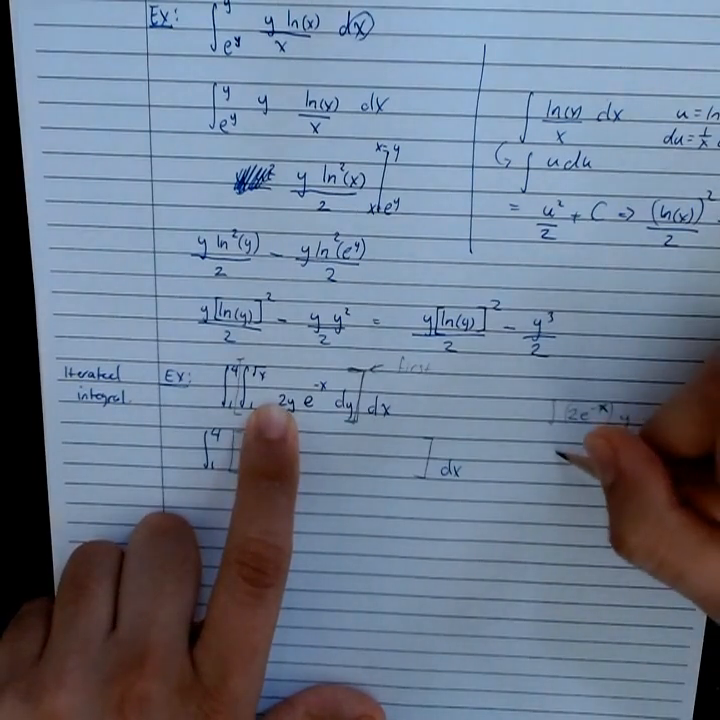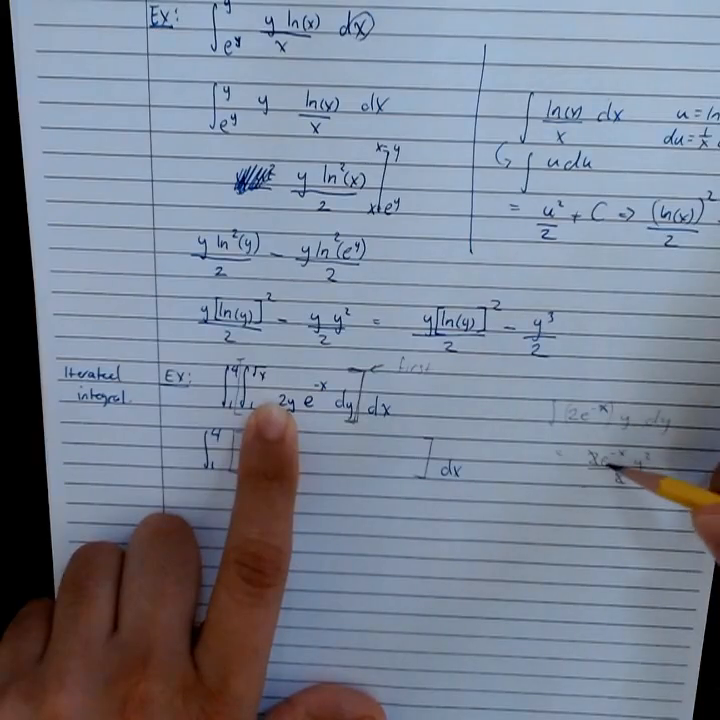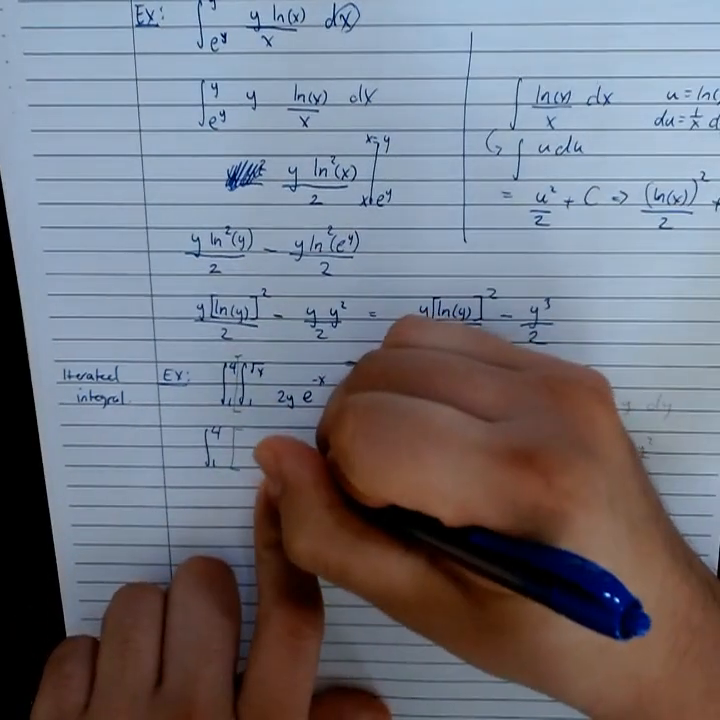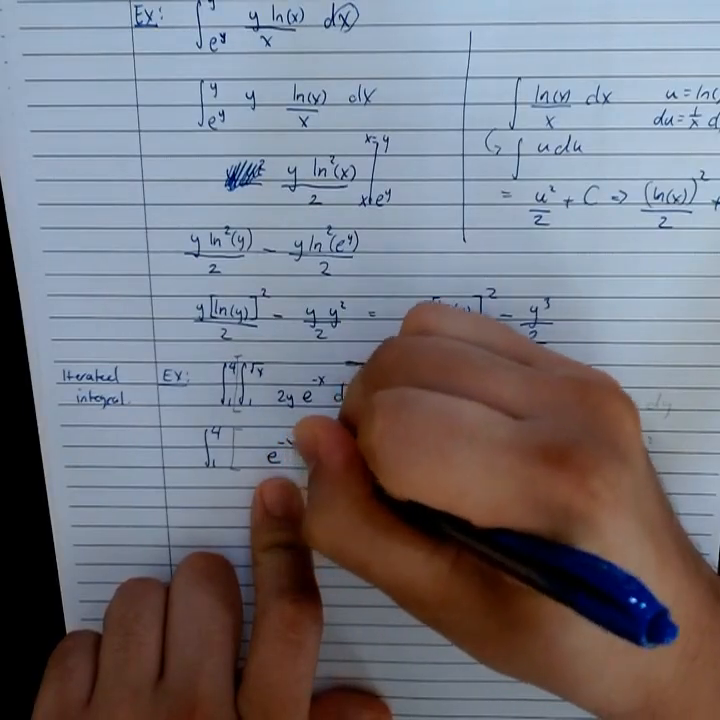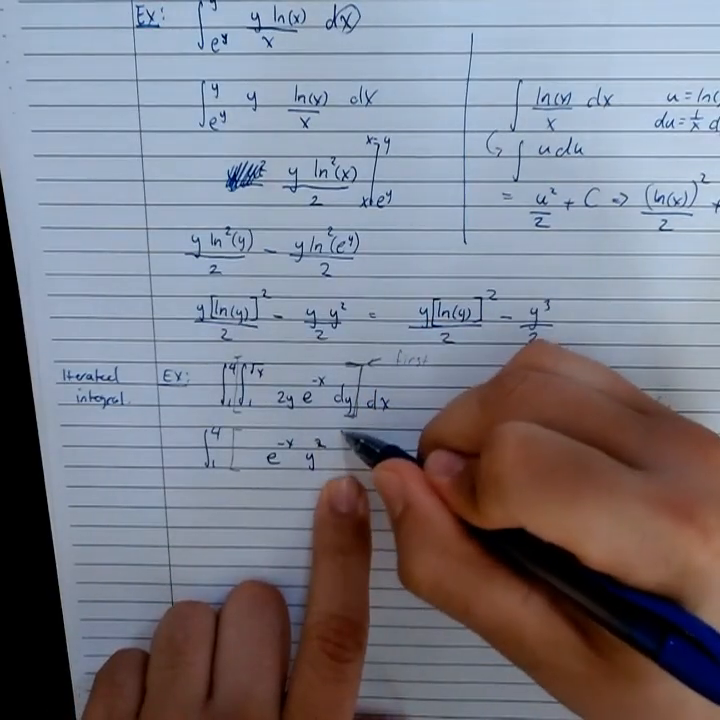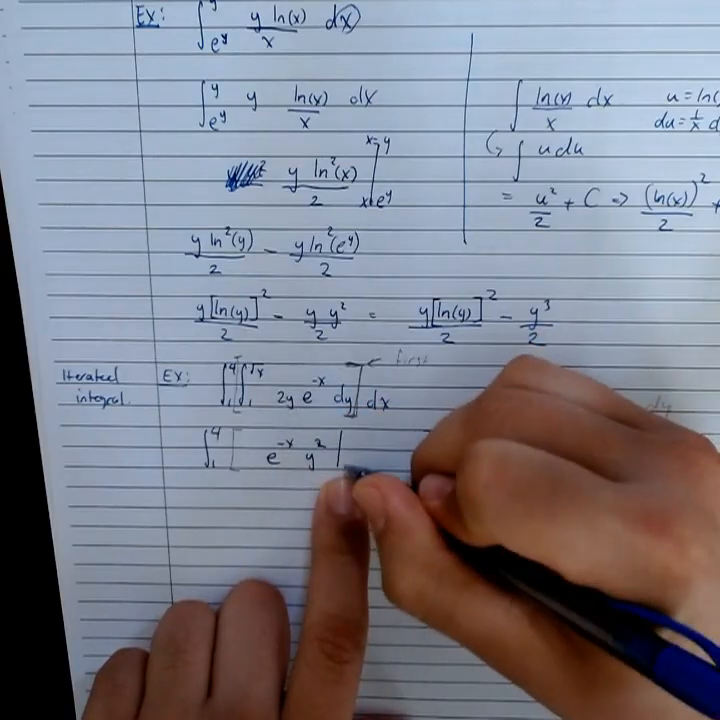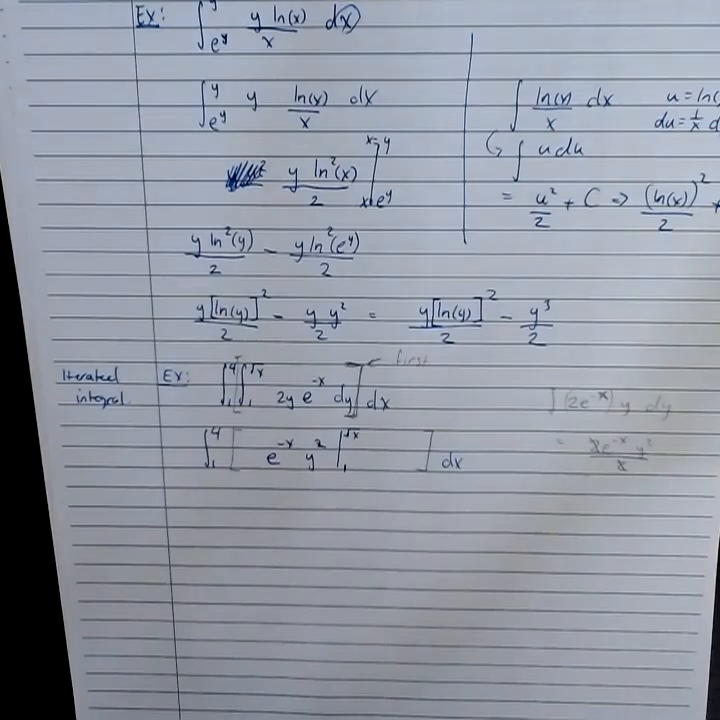So here I could write this as 2e to the minus x times y squared over 2. And since those 2's cancel out, I'm left with e to the minus x times y squared. Okay, so here I'm going to get e to the minus x times y squared. And of course, we're evaluating that from an upper bound to a lower bound, from square root of x as the upper bound and 1 as the lower bound.